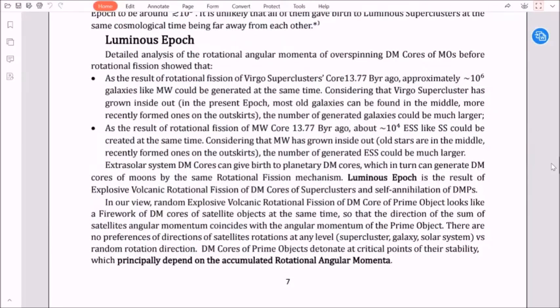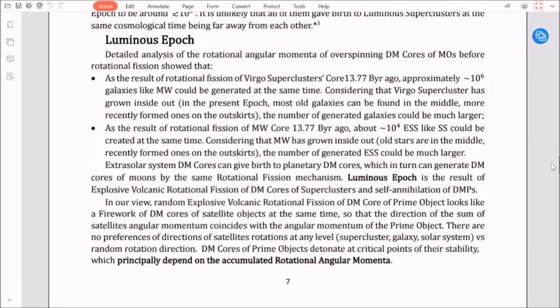As the result of rotational fission of the Milky Way core 13.77 billion years ago, about 10,000 extrasolar systems like the solar system could be created at the same time. Considering that the Milky Way has grown inside out, old stars are in the middle, recently formed ones on the outskirts, the number of generated extrasolar systems could be much larger. Extrasolar system dark matter cores can give birth to planetary dark matter cores, which in turn can generate dark matter cores of moons by the same rotational fission mechanism.